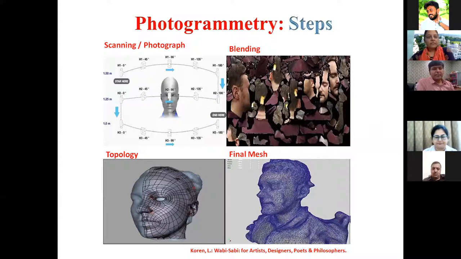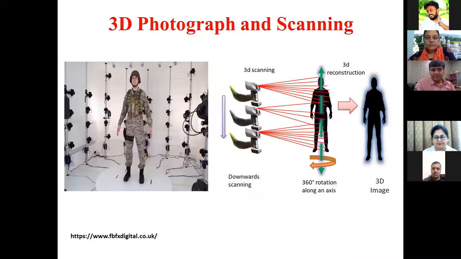The basic steps involved in photogrammetry are the scanning and/or the clicking of photographs, then blending those photographs and creating a topology. And then finally, a mesh network-like structure was generated, which has a number of triangles to quantify and to measure the distances of interest of the object photographed or scanned using the technique.